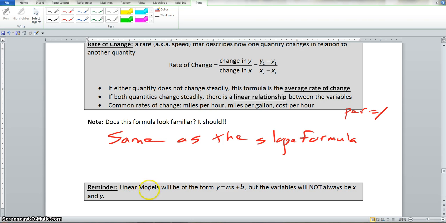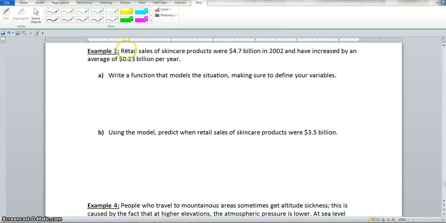Now we have a reminder. Linear models will be of the form y equals mx plus b, but the variables will not always be x and y. Now we go here to example 3. It says retail sales of skincare products were $4.7 billion in 2002 and have increased by an average of 0.23 billion per year. It says here, write a function that models the situation, making sure to define your variables. Okay, so first, we know that our x will be our years. Okay, now our y would be our billions of dollars.